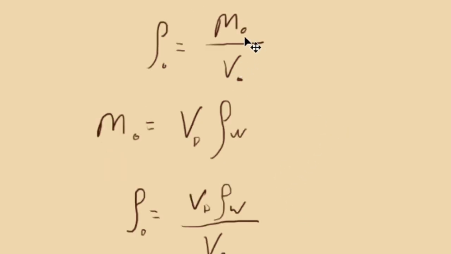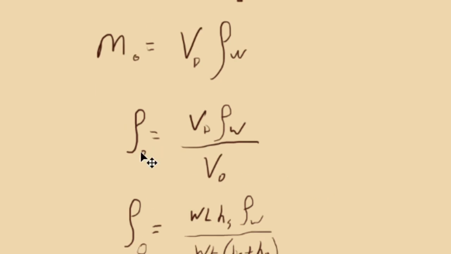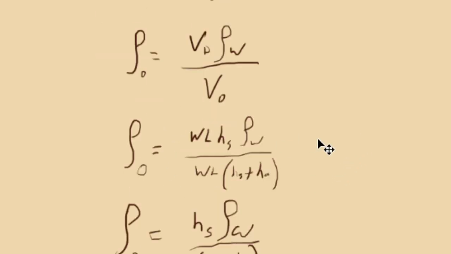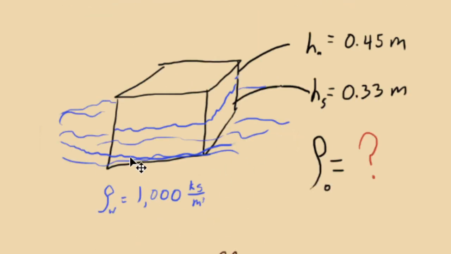So if we substitute that in for our mass in this equation, we end up with the density of our object equals the volume displaced times the density of water, divided by the volume of our object, and this will give us the density of the object. This is volume. I think I said density a second ago. Anyways, the volume being displaced of water is going to be equal to the width times the length times the height submerged, this HS, and that's the volume displaced.